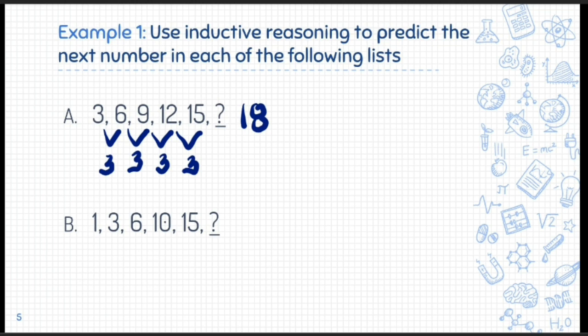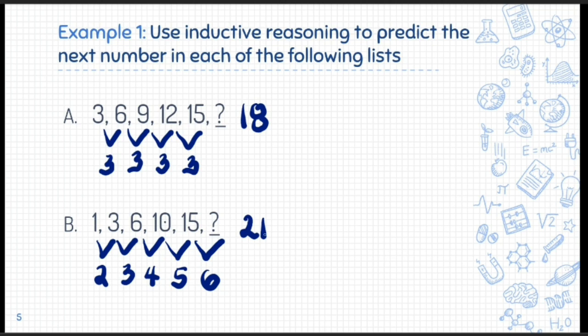Letter B: 1, 3, 6, 10, 15. They don't have a common difference. I think we could find a pattern in their differences. So let's check. 1 and 3 have a difference of 2. 3 and 6 is 3. 6 and 10 is 4. 10 and 15 is 5. So looking at their differences, they are consecutive. For the next number, we simply need to add 6 to get 21.